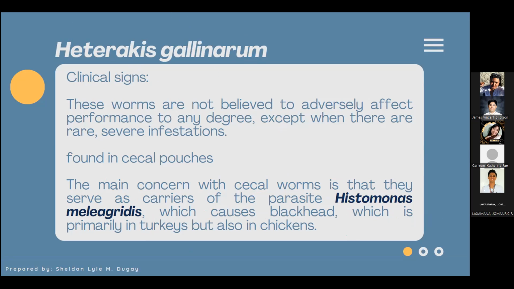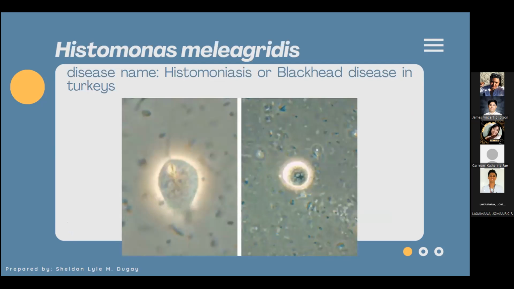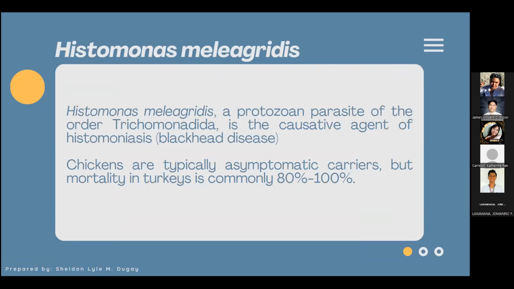Ito yung nagkukos ng blackhead disease sa mga turkeys. Napupunta din siya sa mga chickens pero hindi siya nagkukos ng disease sa mga chickens. Yan. So ito yung Histomonas meleagridis. Yung disease name niya is Histomoniasis or blackhead disease in turkeys. So ito yung under the microscope, ganito yung itsura niya, parang nag-illuminate. Tapos, it is a protozoan parasite of the order Trichomonadida. It is the causative agent of histomoniasis or blackhead disease, katulad ng sinabi ko.